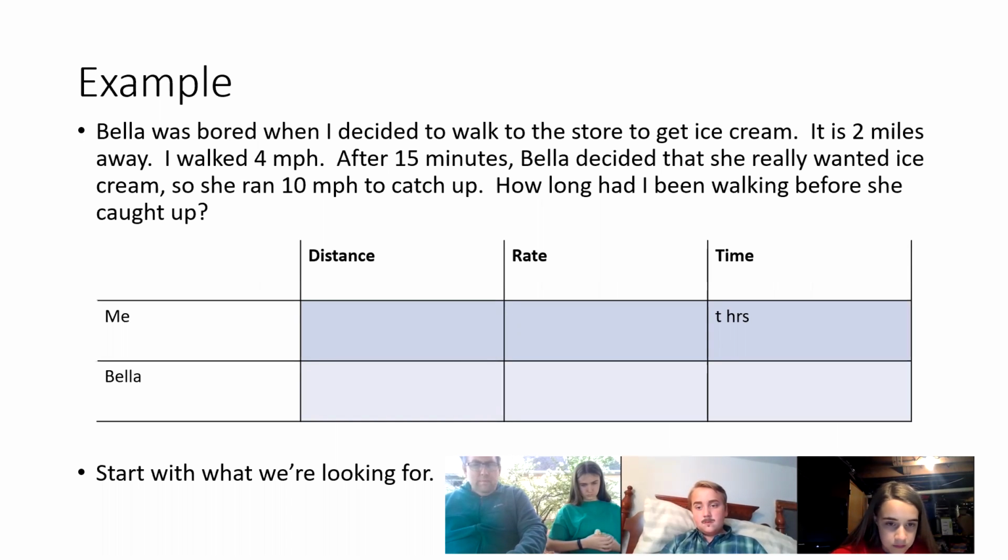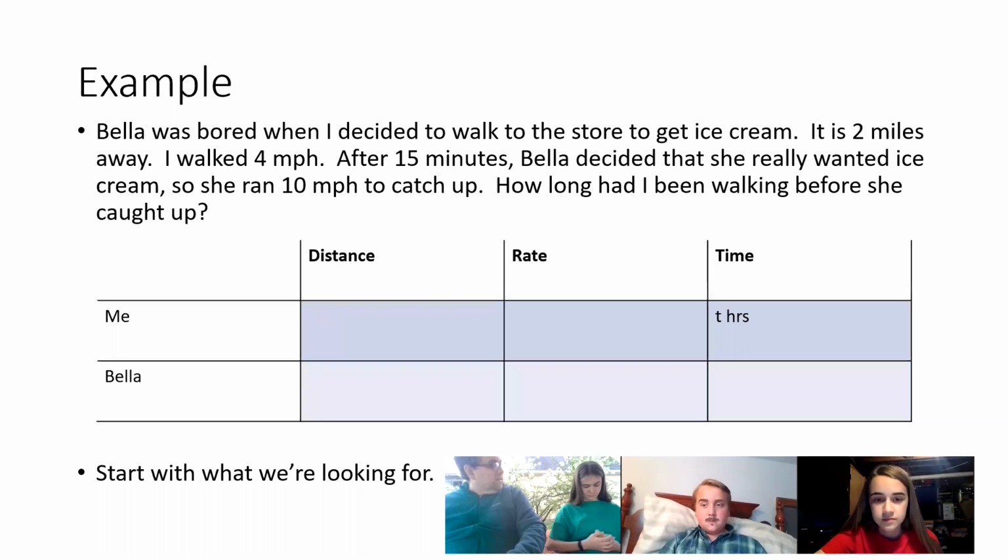So Bella was bored when I decided to walk to the store to get ice cream. It's 2 miles away. I walked 4 miles per hour. After 15 minutes, Bella decided she really wanted ice cream, so she ran 10 miles an hour to catch up. How long had I been walking before she caught up? So, 15 minutes. No, you left 15 minutes later than me. You hadn't caught up after 15 minutes. Oh. You were just starting.